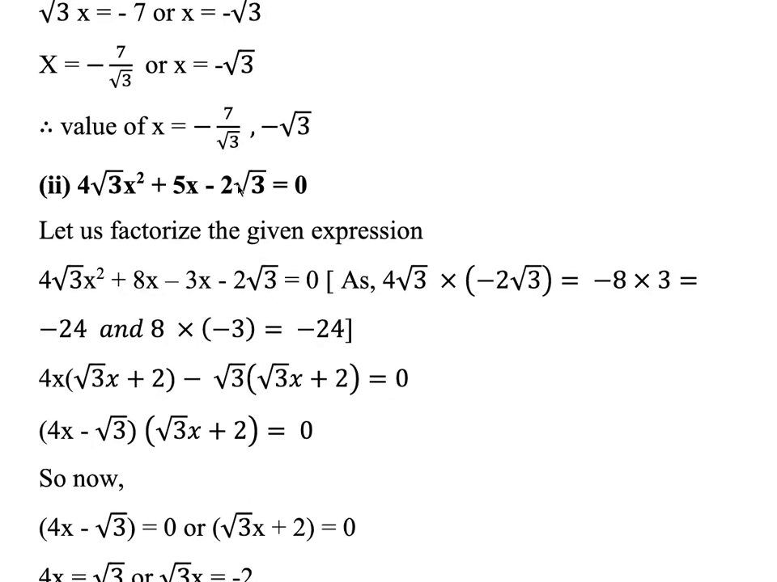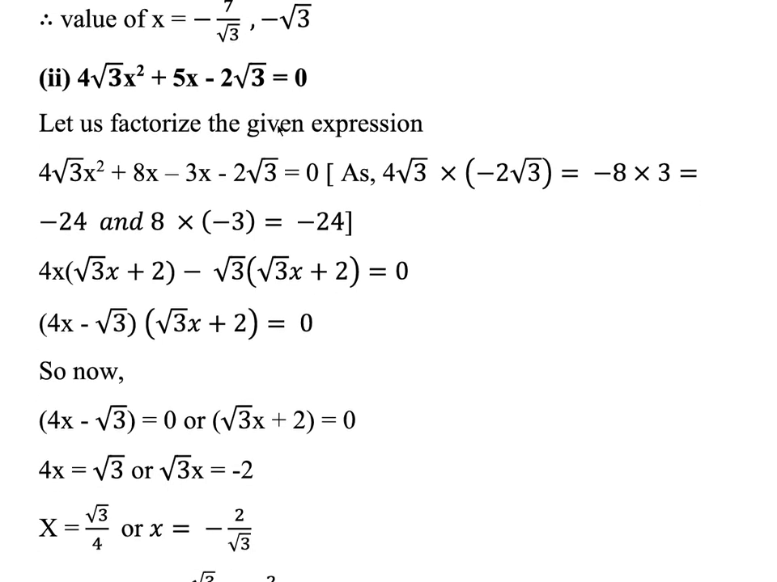So here we are getting two values, one is minus 7 divided by root 3 and the second one is minus root 3. Come to the next problem, that is 4 into root 3 x square plus 5x minus 2 root 3 is equal to 0.